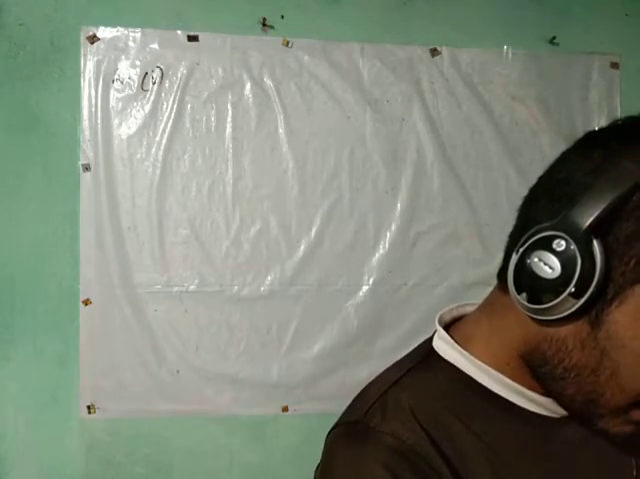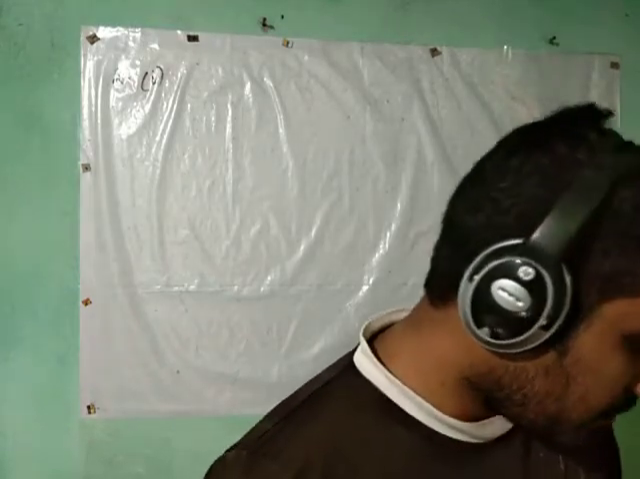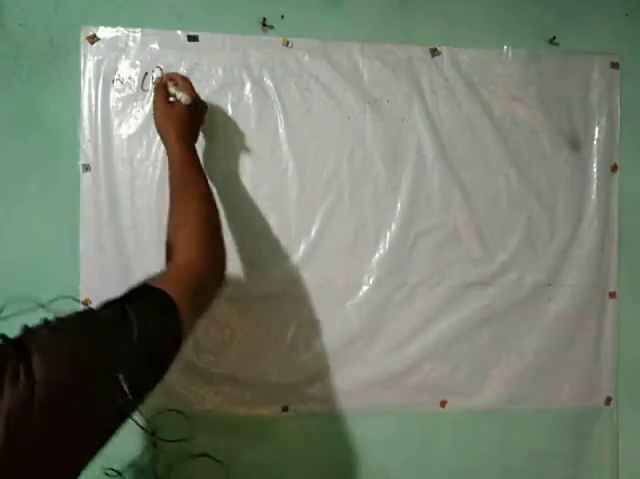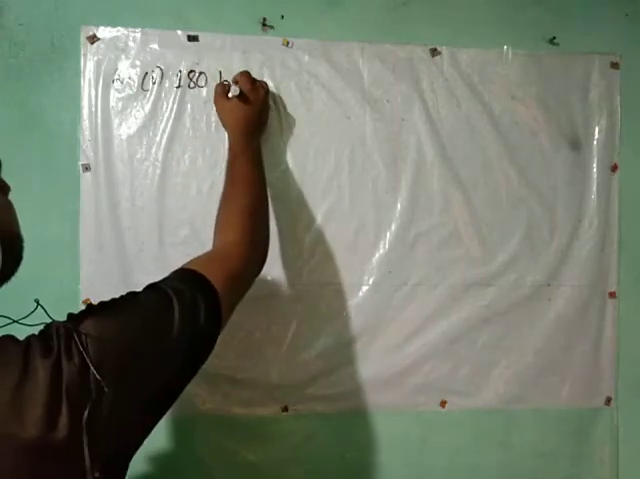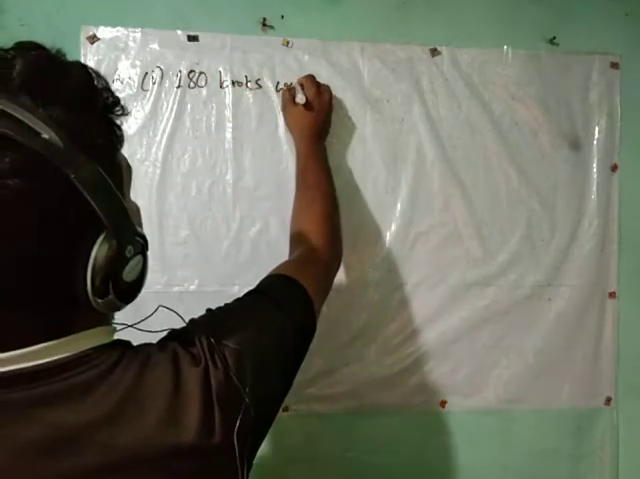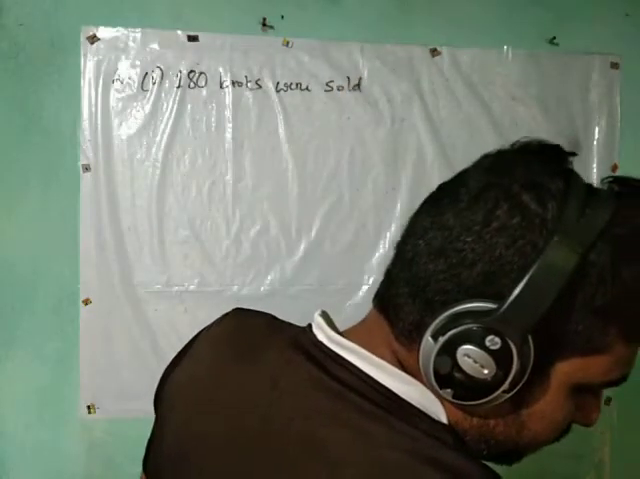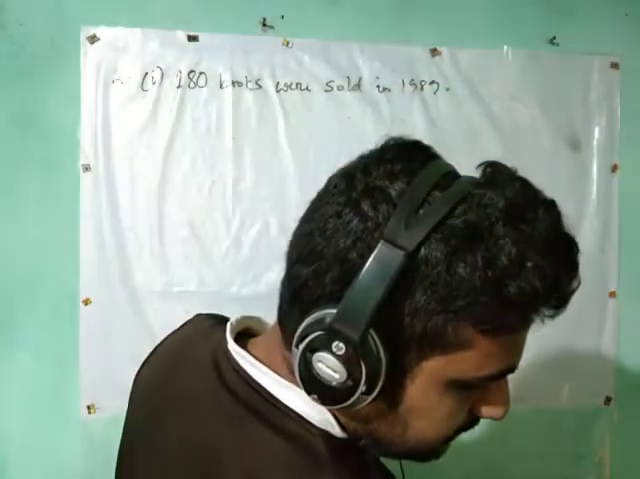So how will you give the answer? It is also important how you give the answer, isn't it? So your answer would be nearly about 180. 180 books were sold in 1989. Similarly, how many books were sold in 1990?